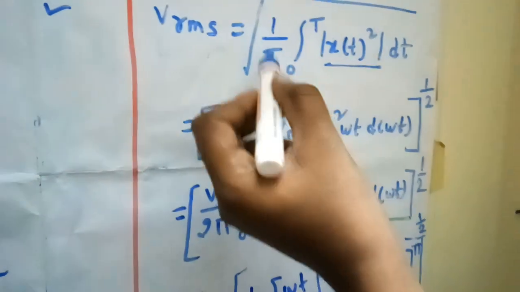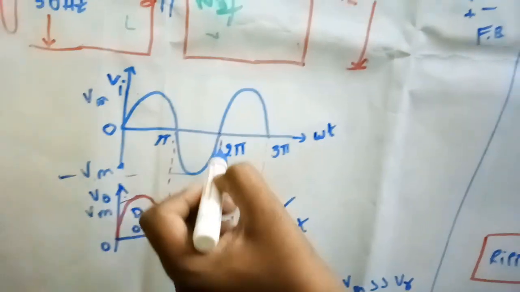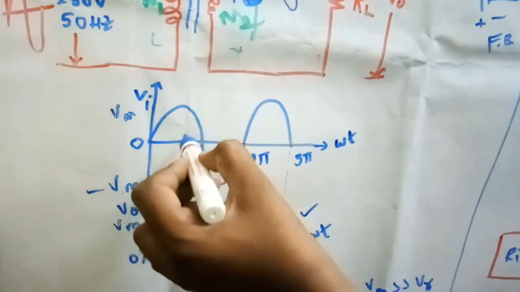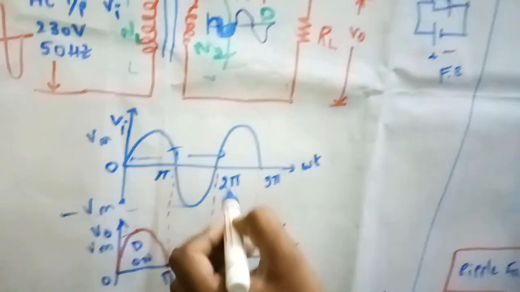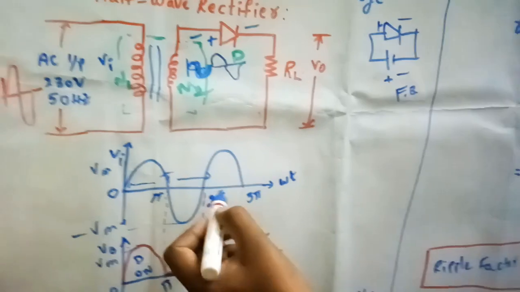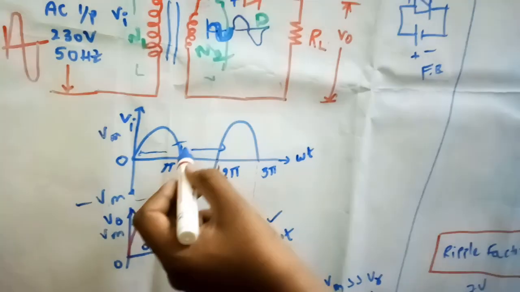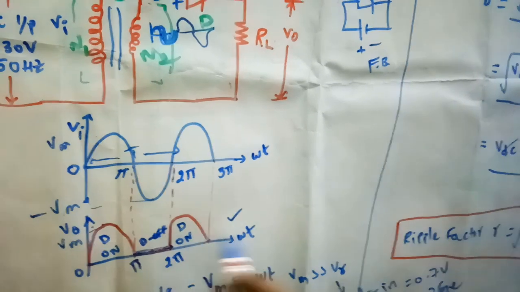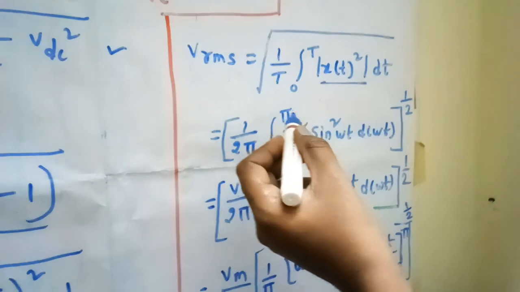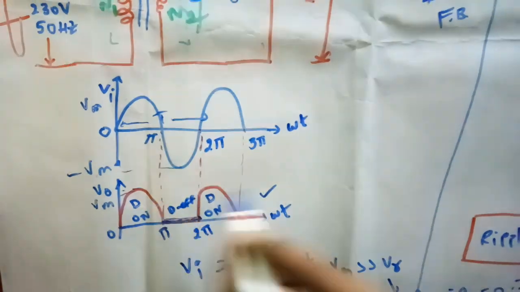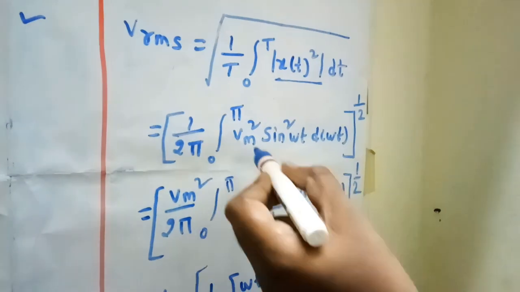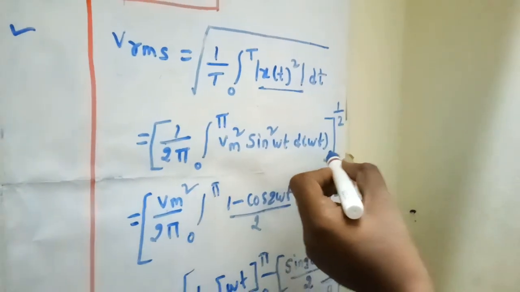Then 1 by total time period is 2 pi. See here, observe in the waveform 0 to pi and pi to 2 pi. That is the complete time period. In the complete time period we are observing that 0 to 2 pi. For 0 to pi only it is conducting, pi to 2 pi it is not conducting. Then that one we are finding here, 1 by 2 pi, total time period, 0 to pi. Input is conducting for 0 to pi only. That's why we are taking 0 to pi. Input square, magnitude of input square, that is Vm square sin square omega t d omega t.